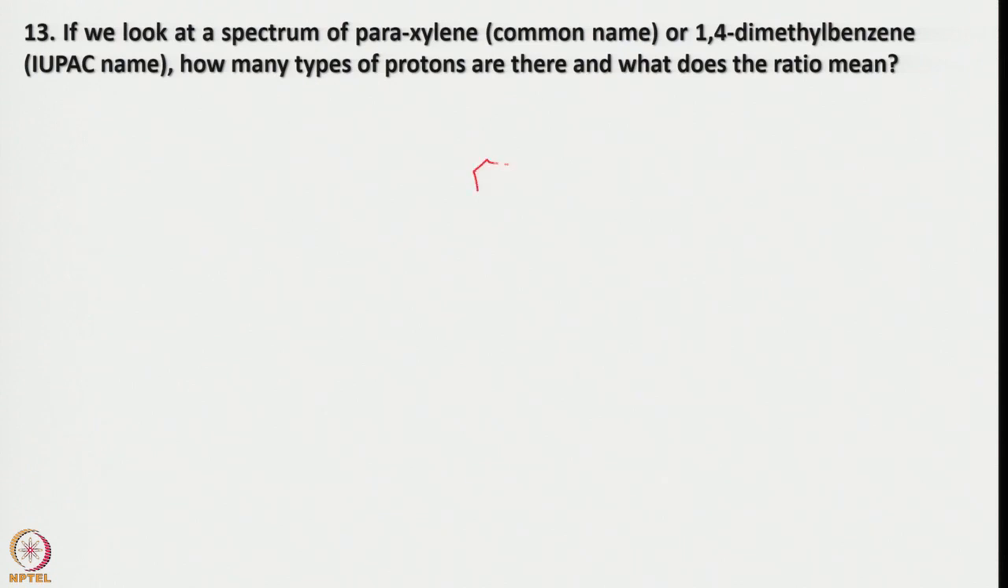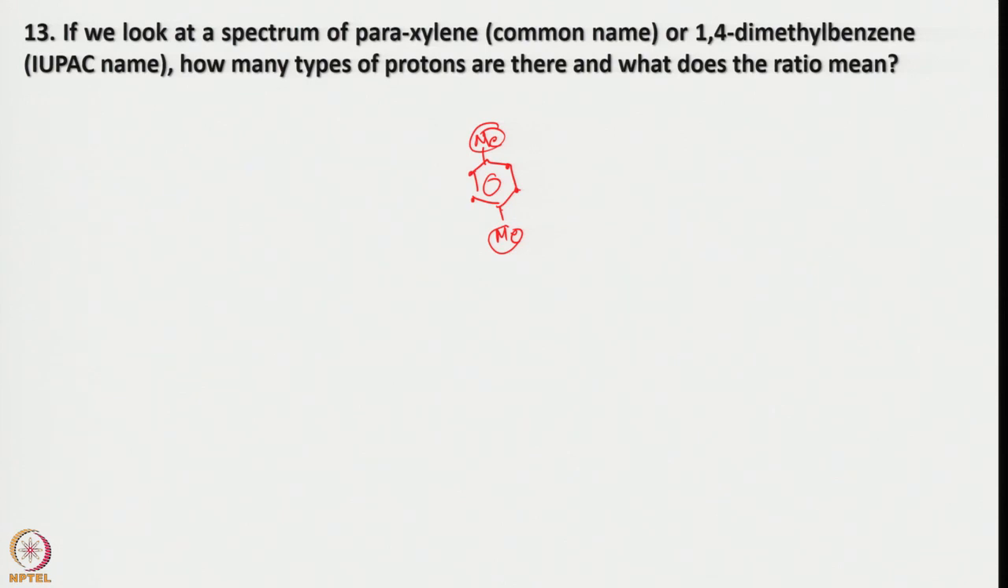This is the 1,4-dimethyl benzene. How many different types of hydrogen atoms are there? These four are equivalent and these two are equivalent. That means we have two different types of hydrogen atoms. As a result, when we look into the 1H NMR of para-xylene, we get two types of signals: one for the methyl groups of 6 protons, another for the aromatic protons of 4, in the ratio 6 to 4 or 1 to 1.5.